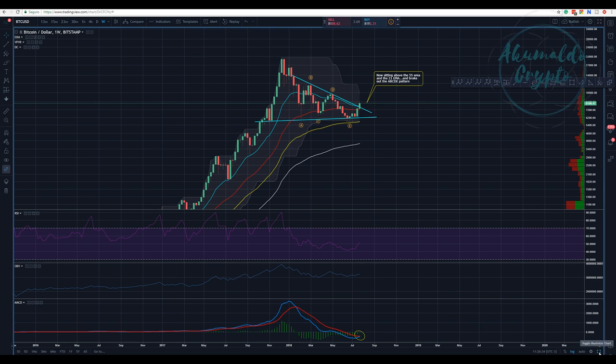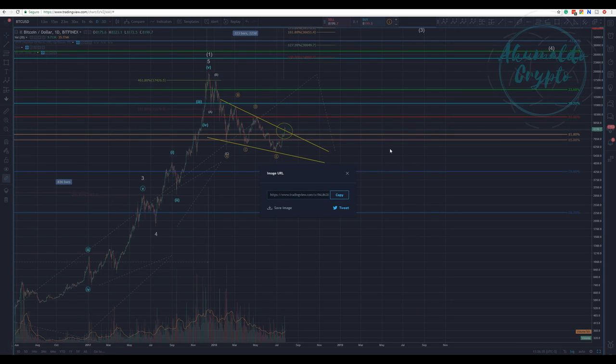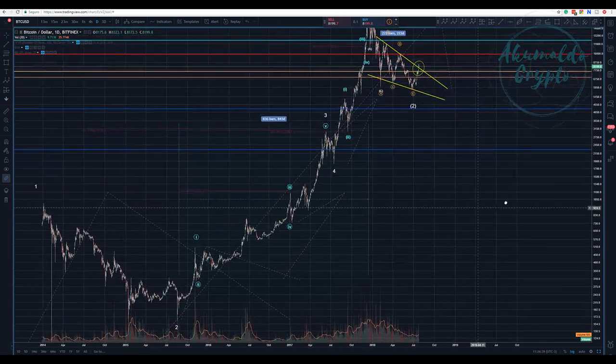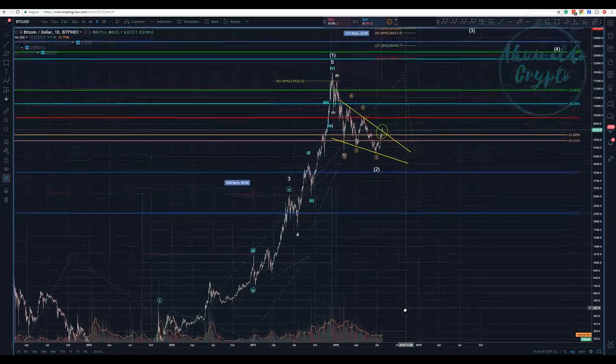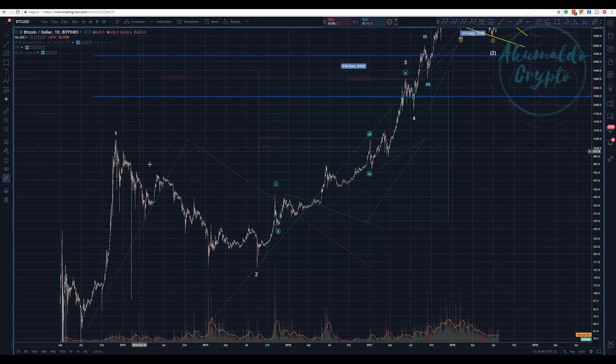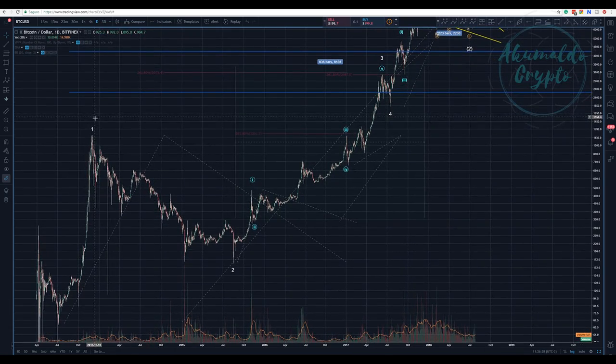This is the same count that I have for the Bitcoin daily update. Okay, this is my count for the daily. We have finished the cycle here: 1, 2, 3, 4, 5. This is Bitfinex. We don't have as much data as in the BLX. But it's Bitfinex, right?